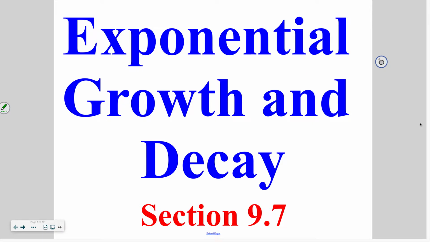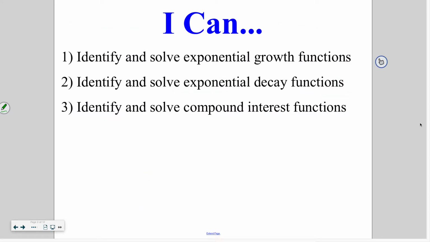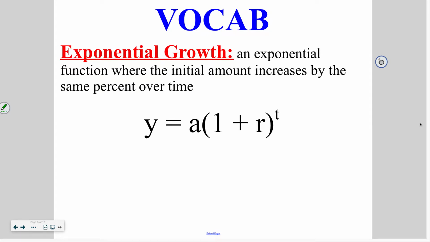Hello class, today we're going to talk about section 9.7, which is exponential growth and decay. By the end of today's lesson, you'll be able to identify and solve three different types of problems: growth problems, decay problems, and compound interest problems. So our first one is exponential growth.